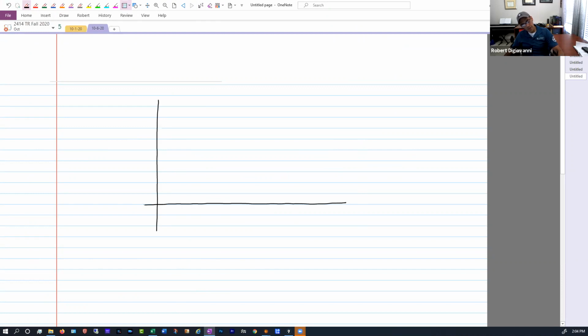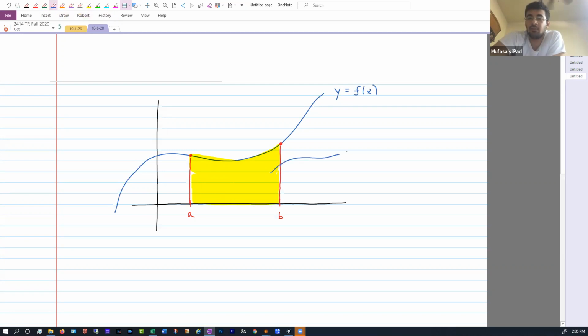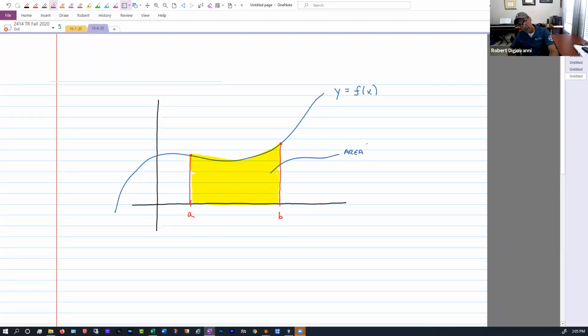So the ultimate question became this. Let's say that we have a curve. We'll call this y equals f of x. And let's say that we want to start at some point A, end at some point B, and take a look at that function right here from here to here. And then imagine dropping lines straight down to the x-axis and then asking ourselves this question. What is the area below this curve? So this is the under-the-curve area problem? Yes. So that's what we want to know.